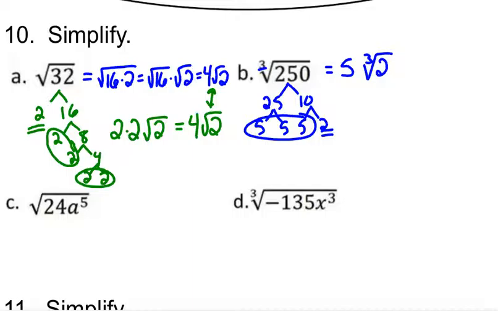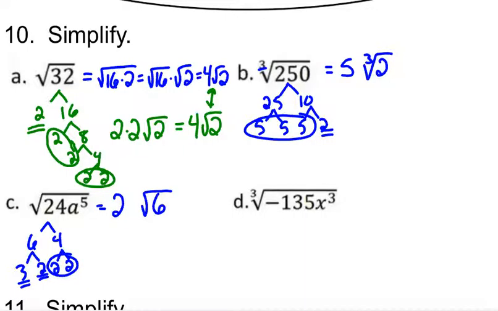All right, in C, we can do a similar thing. I'm going to do a factor tree here. So that's 6 and 4, 3 and 2, 2 and 2. So it's a square root, so I'm looking for groups of 2. We can pull out a 2, and a 3 and a 2 have to stay in. We multiply those numbers. So 6 stays in.